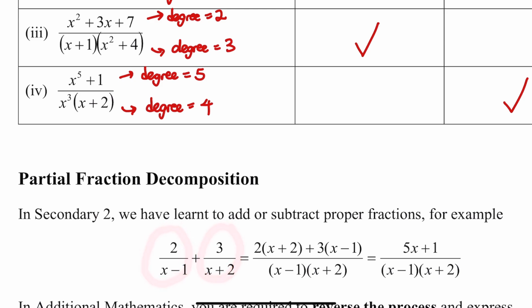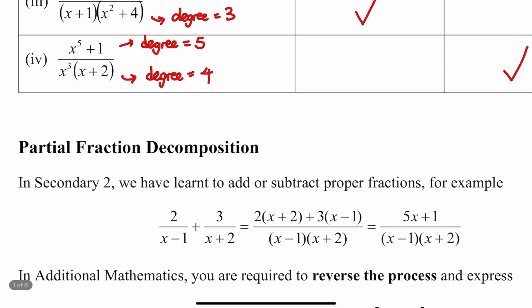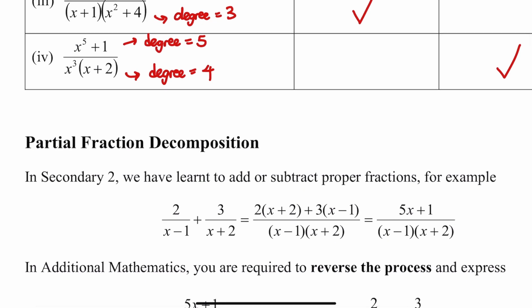We remember that we must make sure that the denominator is the same. So you can do so by multiplying the other denominator to the various fractions in order to make them have the same denominator before you can add or subtract fractions. So in A Math for Sec 3, you will now learn how to reverse this process.